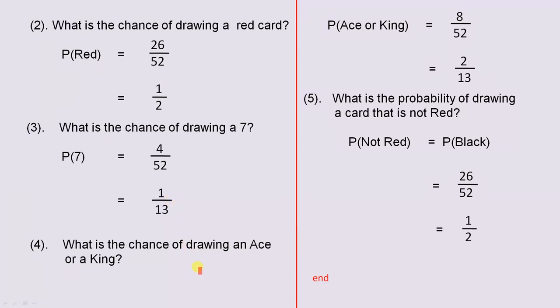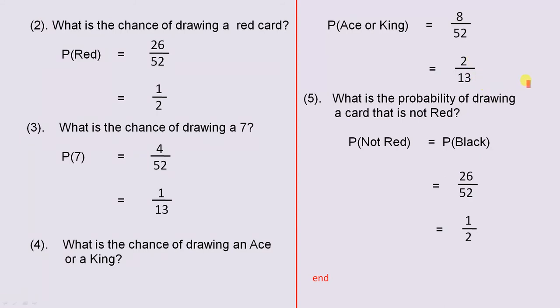What is the chance of drawing an ace or a king? So the probability of drawing an ace or a king is 8 over 52, because there are 4 aces and 4 kings. That gives you 8 altogether out of a total of 52 cards. So the probability of drawing an ace or a king is 2 over 13.